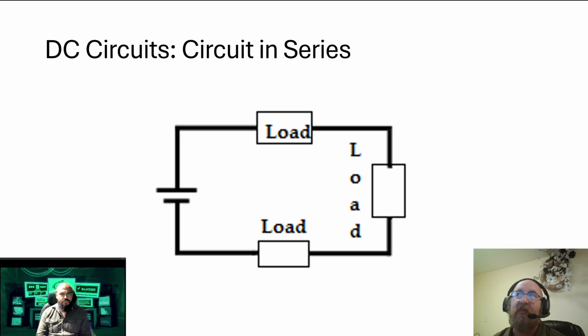Here you can see we've got our battery over here. All the current that goes through load one also goes through load two, also goes through load three. Pretty simple. And that's why current is constant throughout the circuit, right? The same amount of current is going through each load, even though each load would only draw on its own a portion of that.